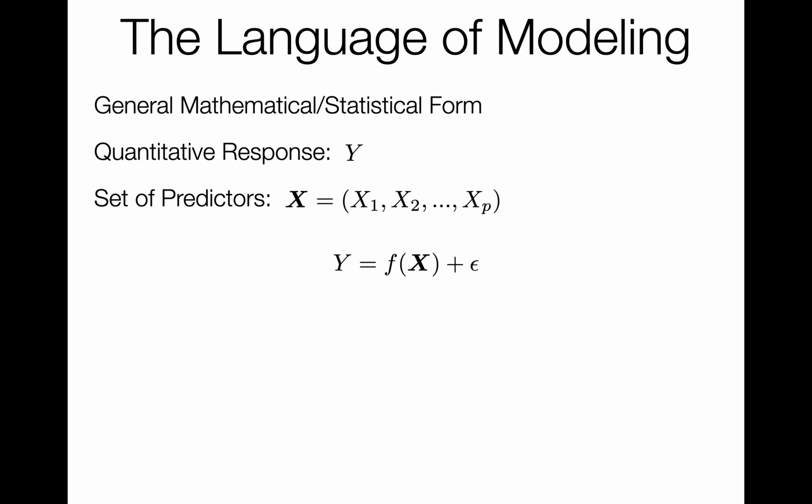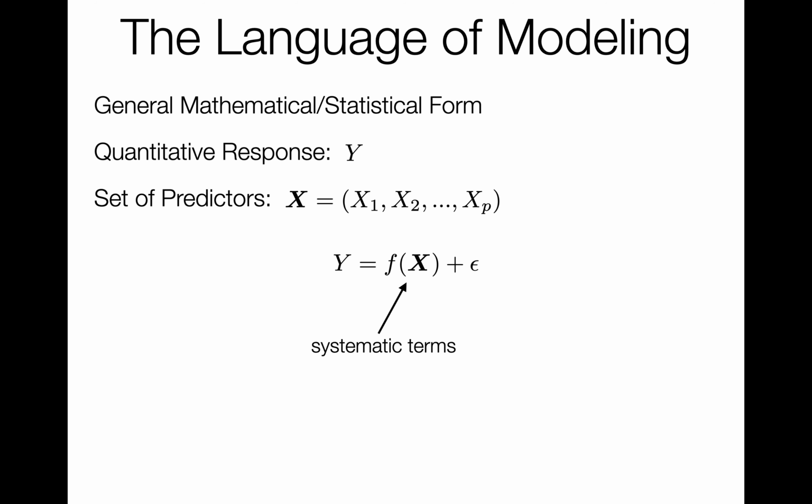Y equals some function of the predictors plus some error. Okay, and so that function, or the function of the predictors, is called the systematic term. Okay, it's sort of set. There's no randomness involved. It's deterministic. The relationship between x and y.